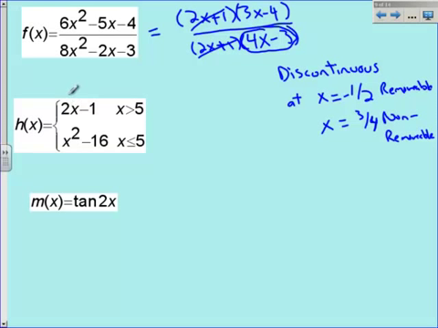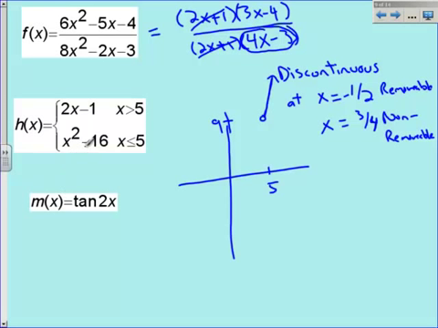Now let's take a look at this piecewise function here. When x is 5, 2x minus 1 is a straight line, and when x is 5, 2 times 5 is 10, minus 1 is 9, up here at 9, open circle up like this.